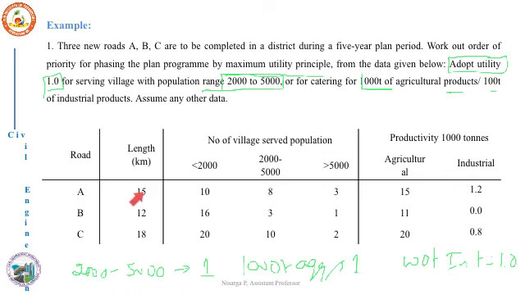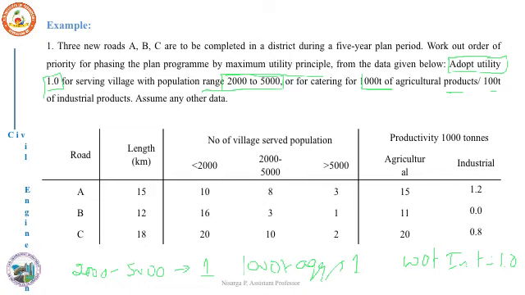Road A has a total length of 15 kilometers, and in this network the number of villages serving population less than 2000 is 10. In between 2000 to 5000 there are 8 villages. Population exceeding 5000 there are 3 villages. Also the productivity is given in terms of 1000 tons. Please concentrate on the units that they have given. For agricultural there are 15 into 1000 tons, and for industrial it is 1.2 into 1000 tons of industrial product being served.